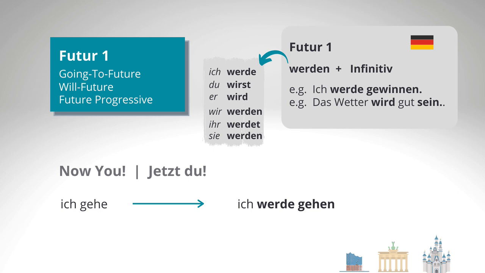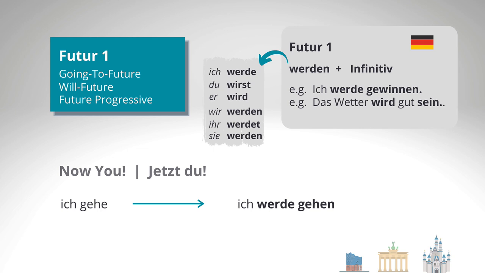So werden plus infinitive. Ich gehe is the first person singular, so what we need to do is look for the first person singular of werden, which is ich werde, and then we just use the infinitive of gehen, which is gehen. Ich werde gehen. I will go. It's as simple as that.